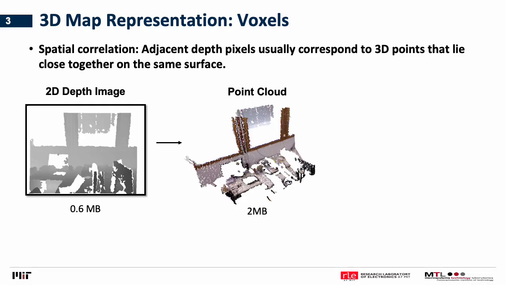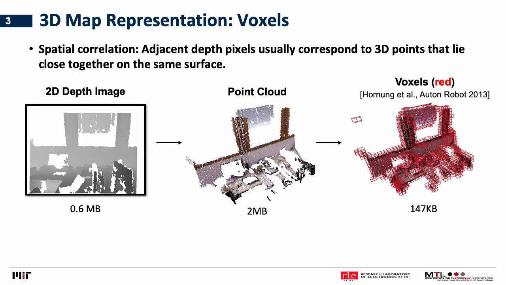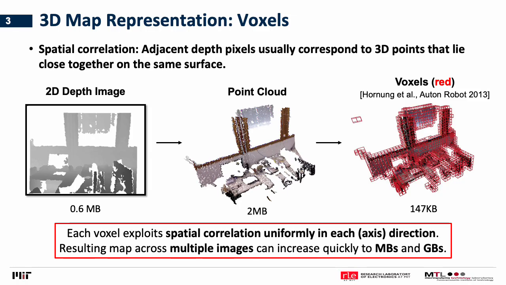To compress this point cloud, we can quantize the space into voxels, which are cubes shown in red. Each voxel exploits spatial correlation, where many neighboring depth points lie on the same surface, so they get bundled into the same cube. However, each voxel is uniform in each axis direction, regardless of the underlying geometry. Thus, voxel maps are still very large. Even though the geometry here is 147 kilobytes for the single image, the size of the map quickly scales to megabytes and even gigabytes with thousands of images.